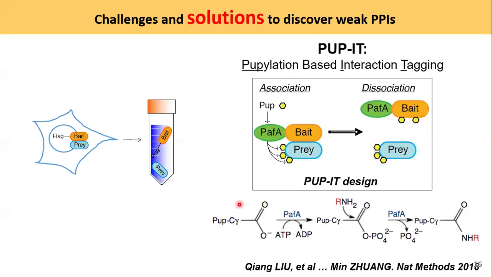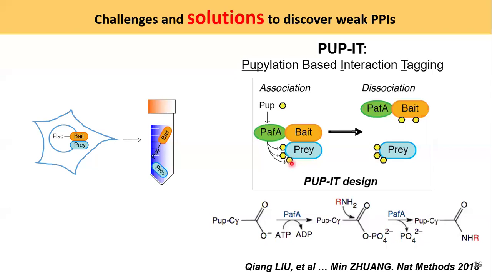After I joined ShanghaiTech University, my colleague Zhuang Ming developed a method called PUP-IT. It's a type of proximity labeling strategy. Basically, she cloned an E3-like protein called PafA from bacteria, and also a ubiquitin-like protein called Pup, also from bacteria, and put these systems into mammalian systems. Any protein of interest can be fused with PafA, and any binding proteins close to it will be labeled with Pup.